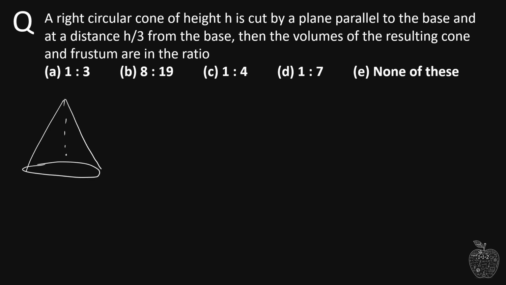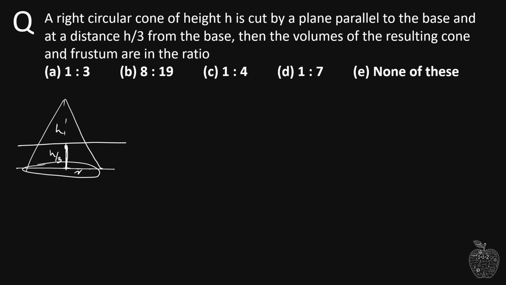This is the height and this is the radius. So this is h, this is r. And we are told that this cone is cut by a plane parallel to the base. So this is the base, right? This is the base, and parallel to this, at a distance of h by 3 from the base, this cone is cut like this.